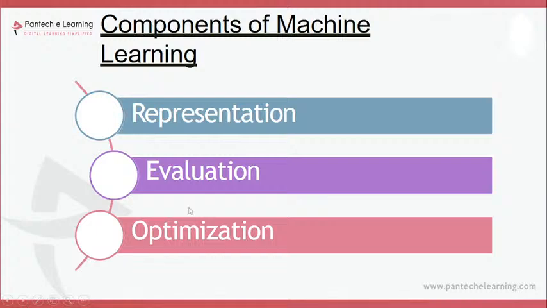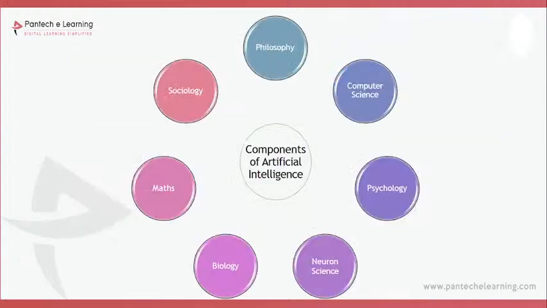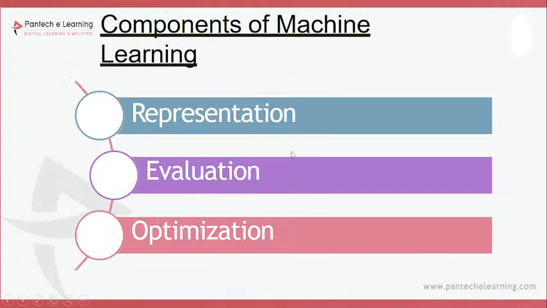Next, evaluation. Evaluation means the model's accuracy. We use evaluation for accuracy, precision, recall, and prediction purposes. Optimization means the process where we are training the model. We train and test the model, which results in a maximum or minimum function evaluation.